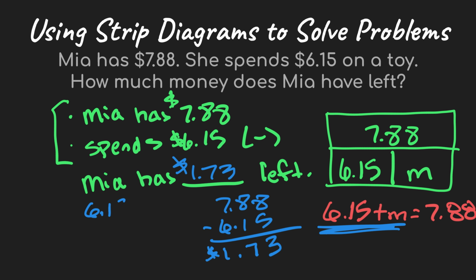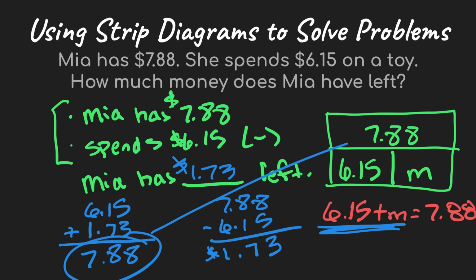And the way we could check this is we could do this right here. $6.15 plus the money we think she has left. And we're going to see if it reaches our total. 5 plus 3 is 8. 7 plus 1 is 8. And 6 plus 1 is 7. So we got $7.88, which is what we started with. So we know we are correct.